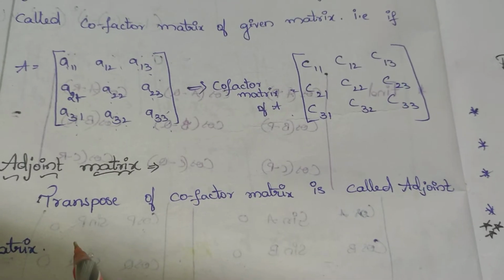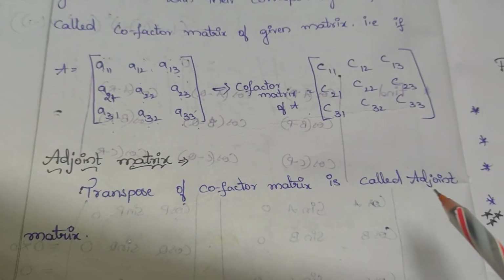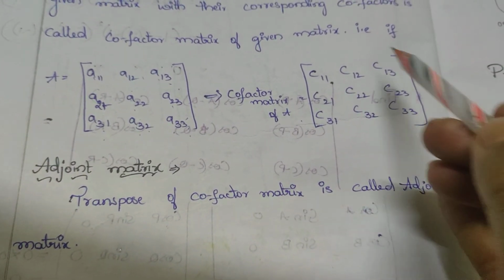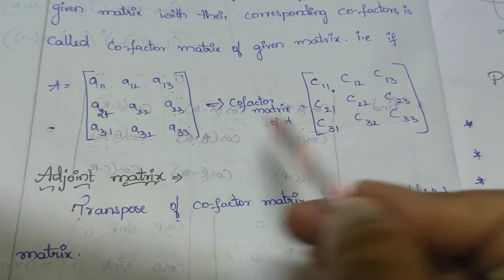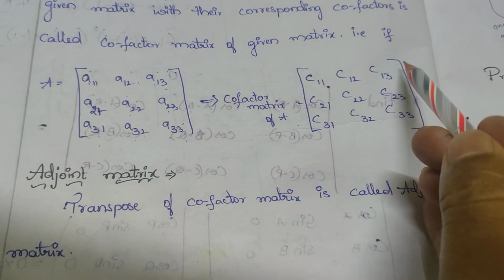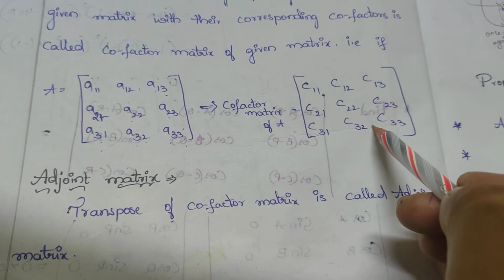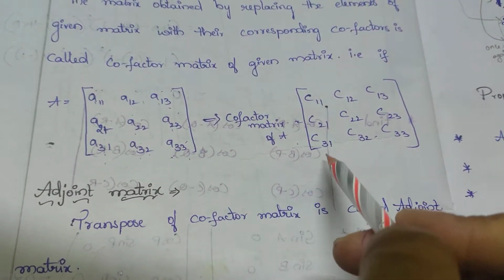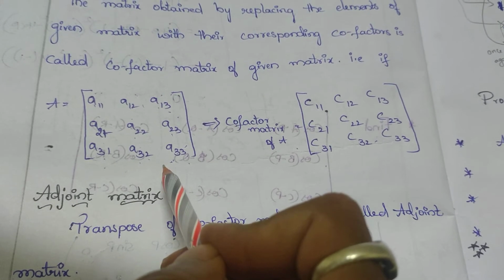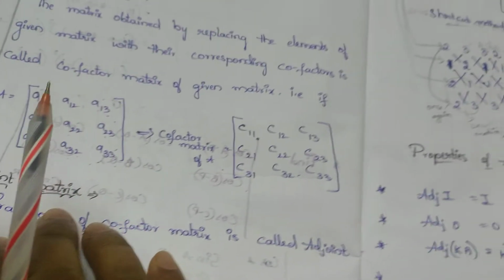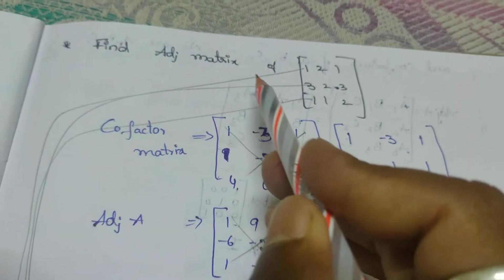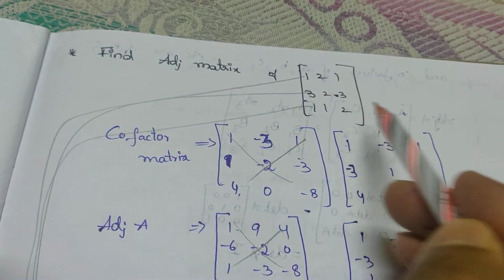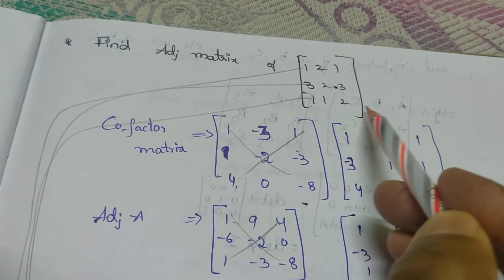Now, adjoint matrix. Transpose of the cofactor matrix is called the adjoint matrix. For this one, this is the matrix, this is the cofactor matrix. If you take the transposition of this cofactor matrix, that is nothing but the adjoint of this matrix. Once you go through one example, find the adjoint matrix of 1 2 1, 3 2 minus 3, 1 1 2.